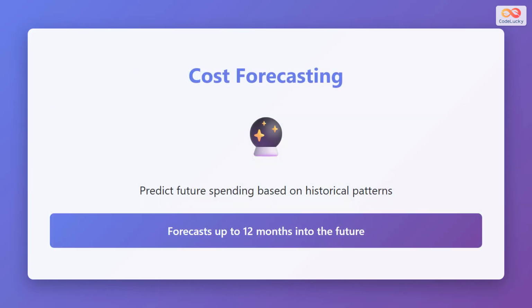One of the most valuable features of Cost Explorer is its ability to predict future spending based on your historical usage patterns. The forecasting engine uses machine learning to analyze your past costs and project what you're likely to spend in the future. It can forecast up to 12 months ahead, giving you plenty of time to plan and adjust your budgets accordingly.